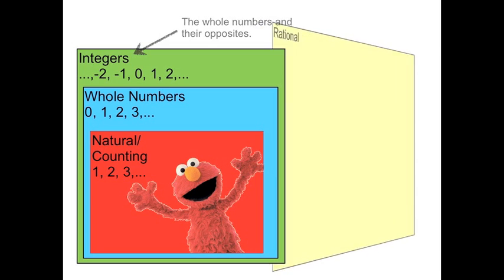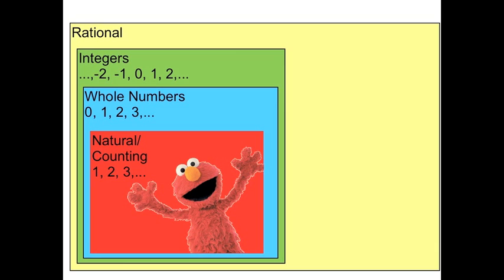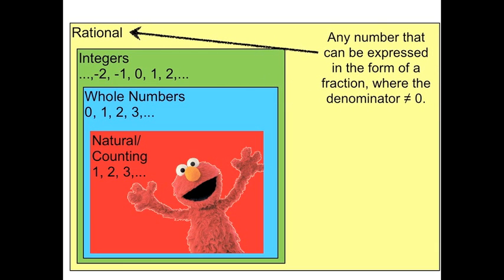Now we get to rational numbers. Rational numbers are any number or numbers that can be expressed in the form of a fraction where the denominator does not equal 0. If the denominator did equal 0, it wouldn't be a number. If you put it in a calculator, it would just come up as an error message.